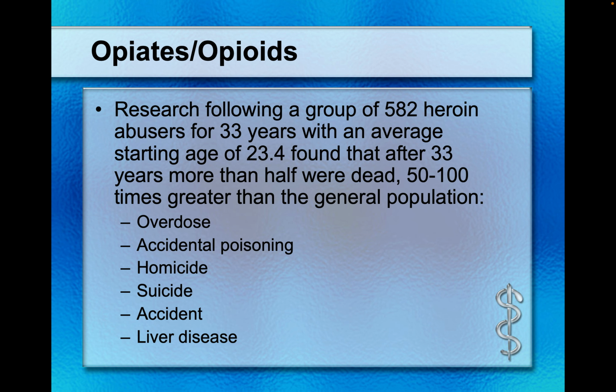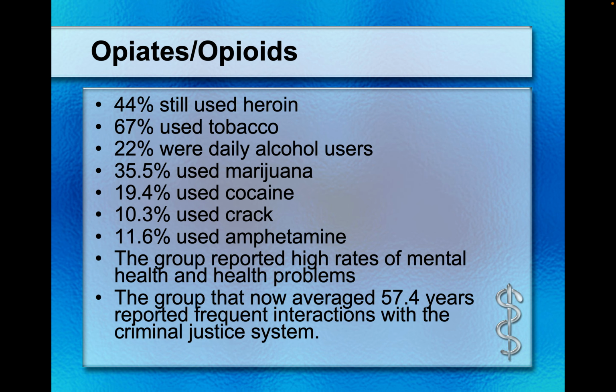Research following a group of 582 heroin abusers for 33 years with an average starting age of 23.4 found that after 33 years, more than half were dead, 50 to 100 times greater than the general population. They died of overdose, accidental poisoning, homicide, suicide, accidents, and liver disease. 44% of the people they were following who were still alive still used heroin.